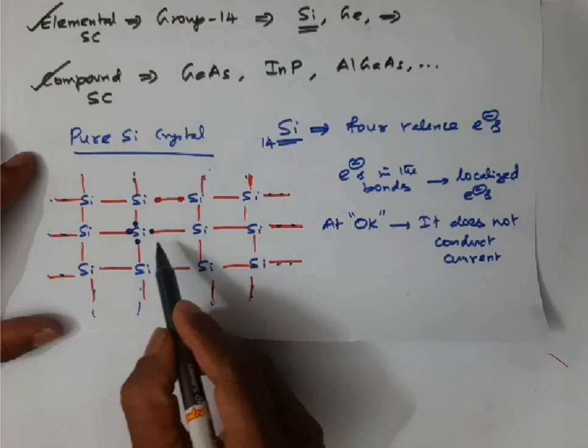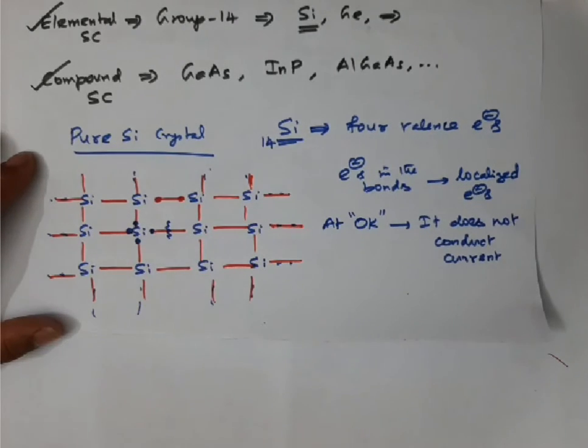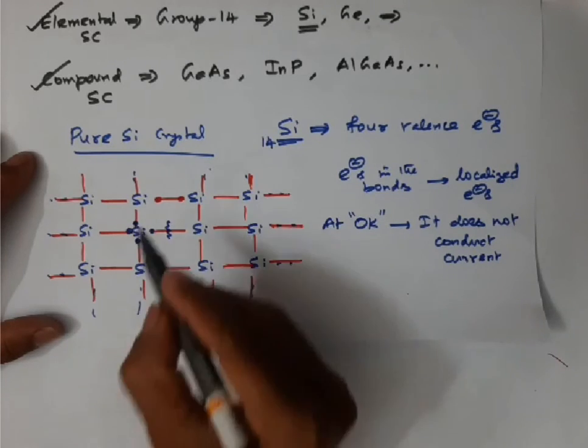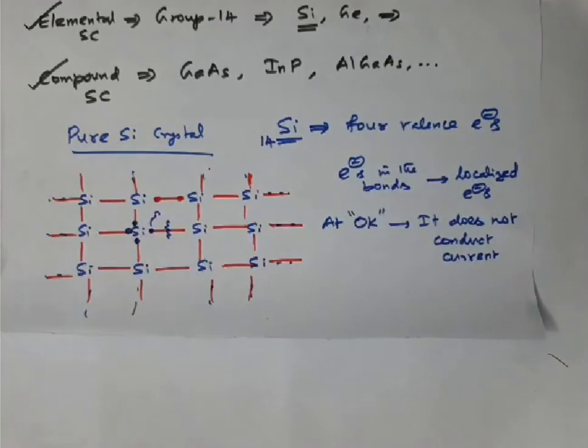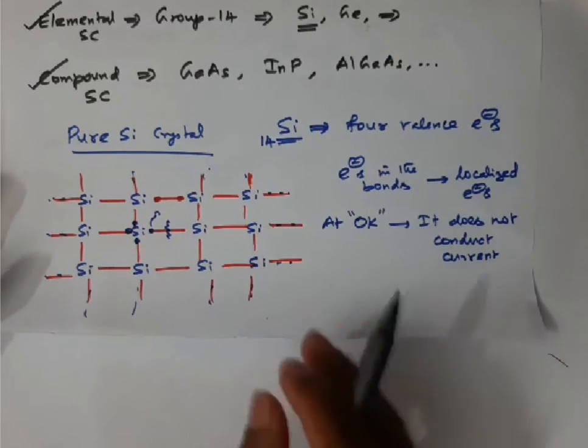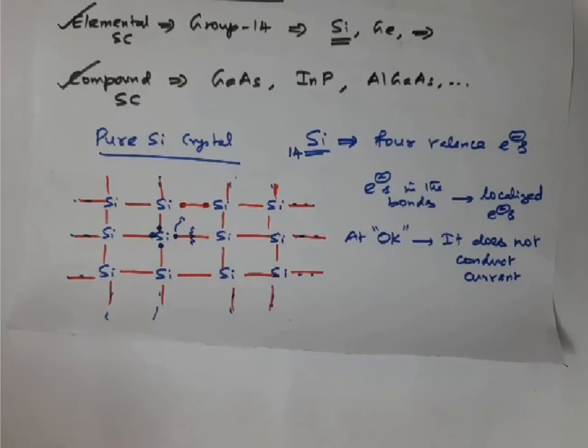Some of these bonds start to break. Breaking of covalent bonds takes place. Therefore, the localized electrons now start to move. So let me show you on the next page, using bands.